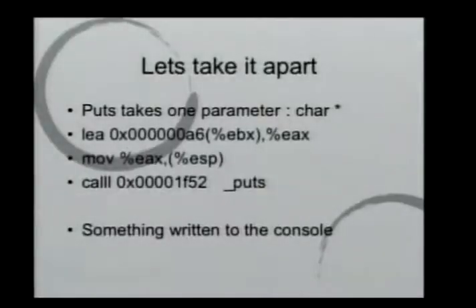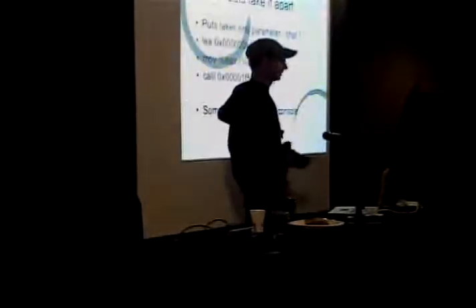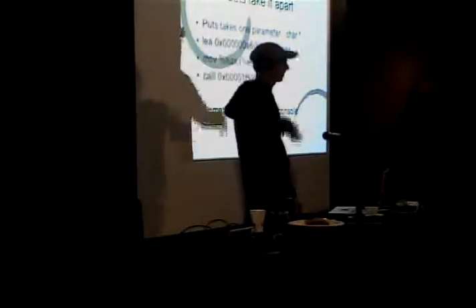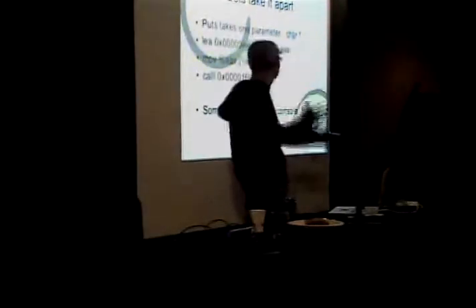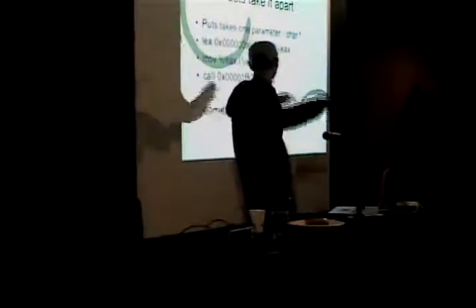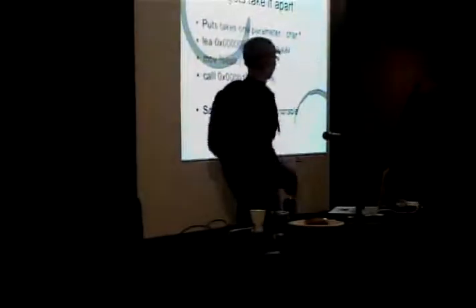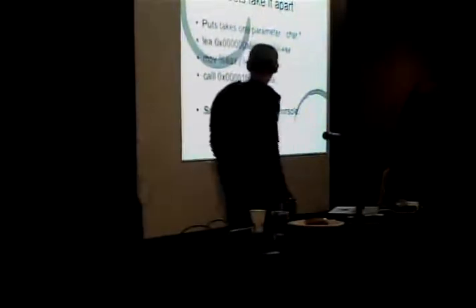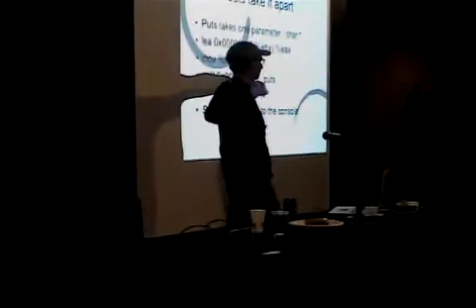It's a little confusing, so let's take it apart. Puts takes one parameter, char star, right? So load effective address, this, and just remember, load effective address is a pointer to something. So there's a key: the parameter is a pointer to something, right? So I have to load the effective address of this value. That copies the memory address into EAX, and then I move EAX into ESP as the stack pointer. Don't worry about that. This is just putting this on the stack. And then call puts.